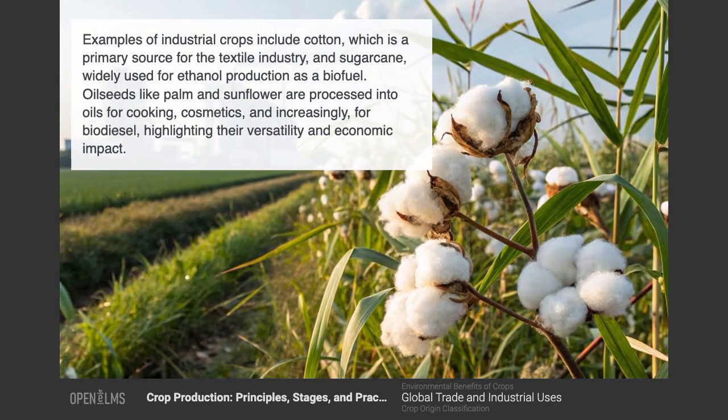Examples of industrial crops include cotton, which is a primary source for the textile industry, and sugarcane, widely used for ethanol production as a biofuel. Oilseeds like palm and sunflower are processed into oils for cooking, cosmetics, and increasingly for biodiesel, highlighting their versatility and economic impact.